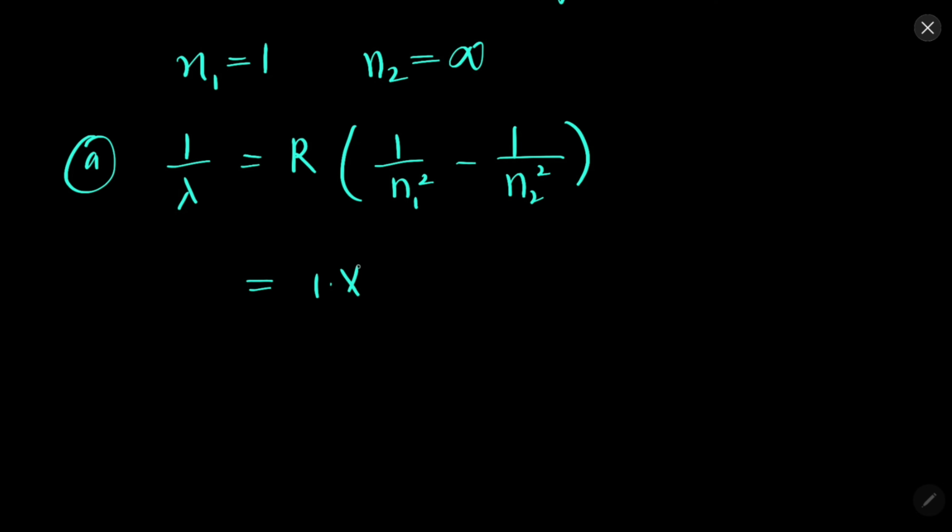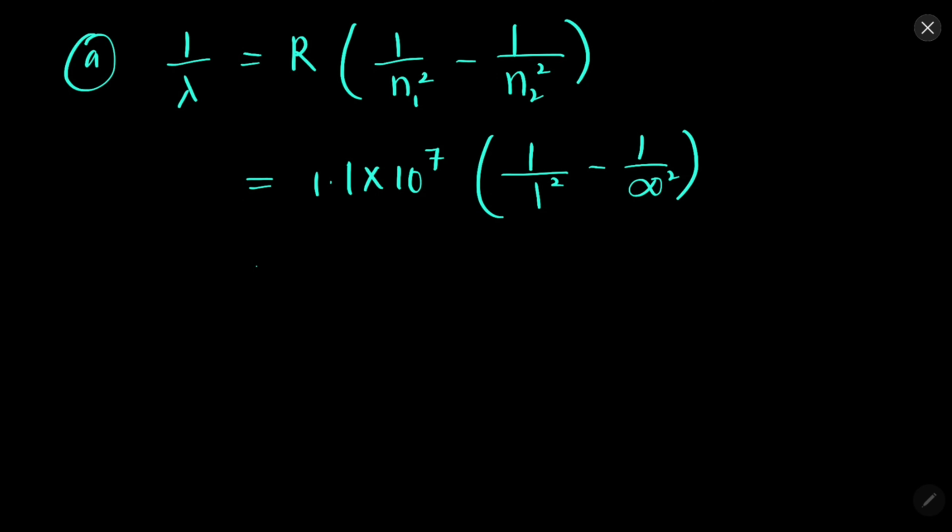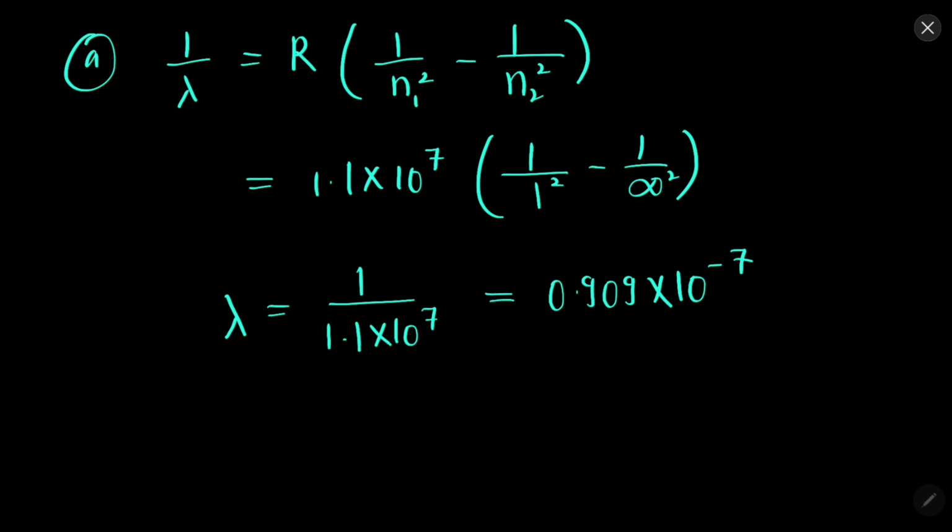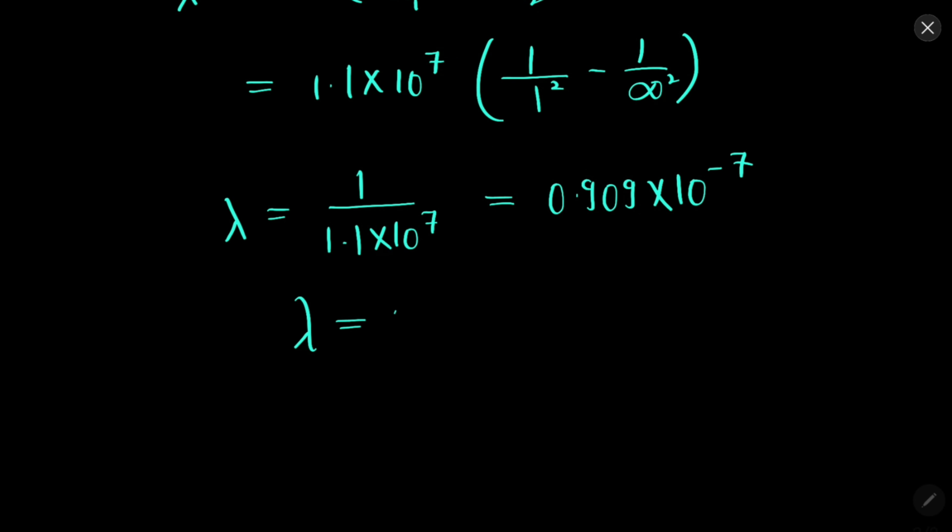So 1.1 into 10 to the power 7, 1 over 1 square minus 1 over infinity square. From here lambda will be 1 over 1.1 into 10 to the power 7. So it will be around 0.909 into 10 to the power minus 7. So the wavelength will be around 91 nanometers.